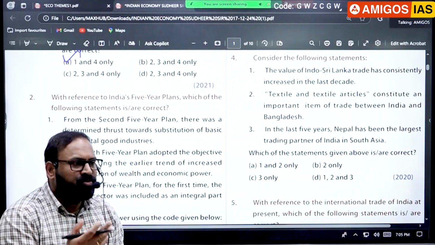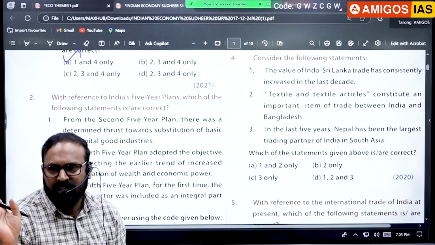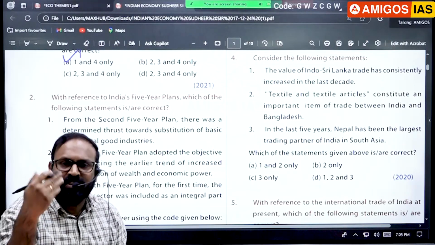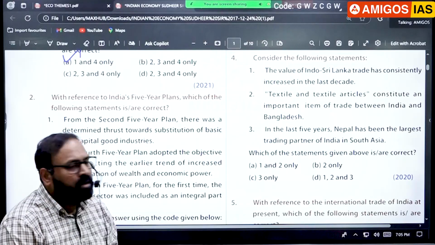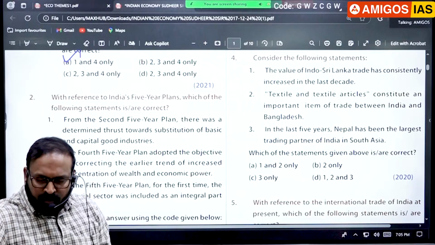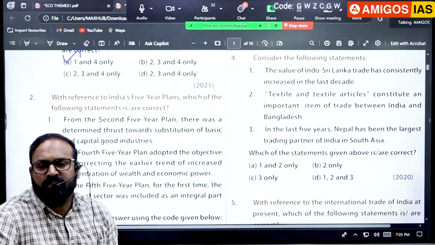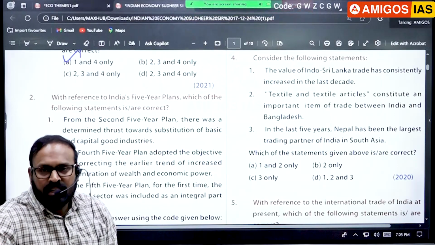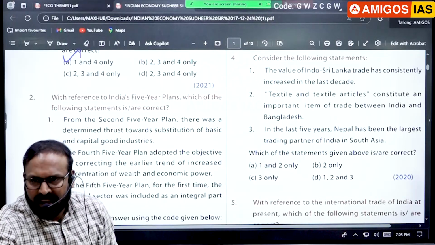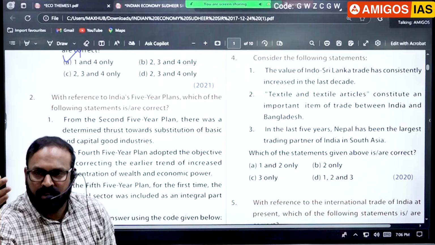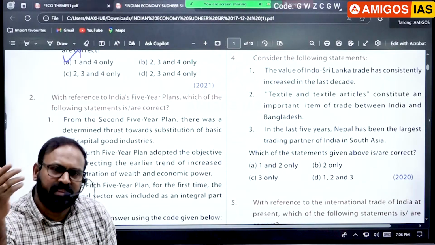Mostly you try to memorize the numbers. Don't memorize the numbers, it is useless. Convert the graphical information into a statement so that it is easy for you to revise before the exam. So with Sri Lanka, we do not have consistently increased trade in the last decade. Why? Look at the geopolitical context in Sri Lanka. That could be a classic example to understand that Sri Lanka does not have any consistent rise in trade with any country.